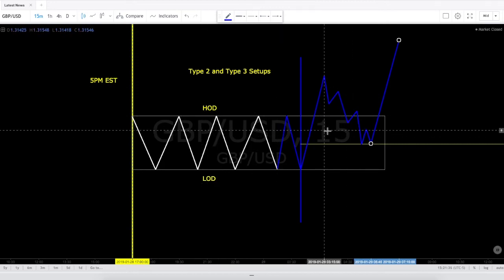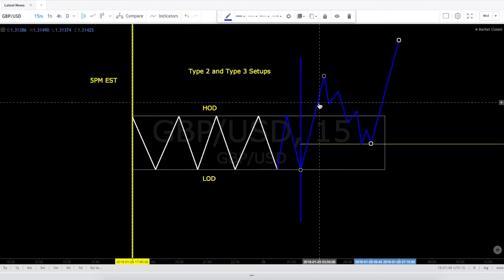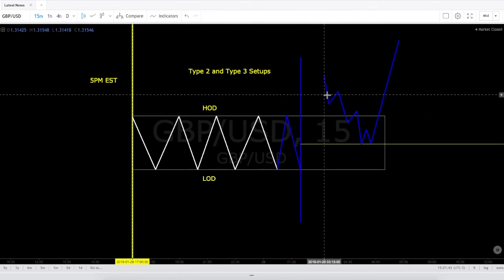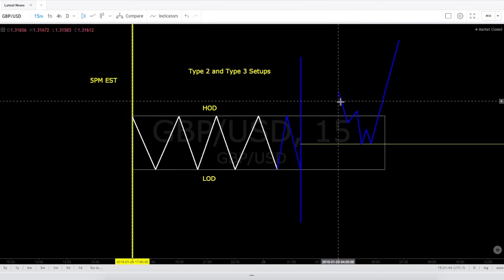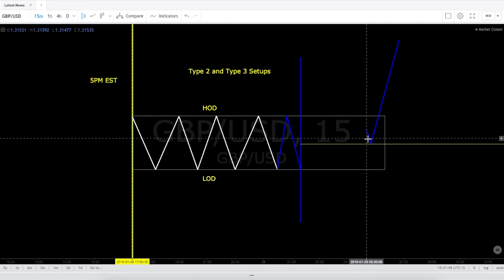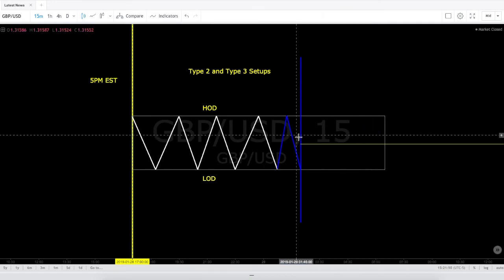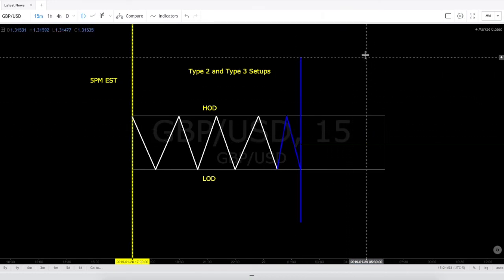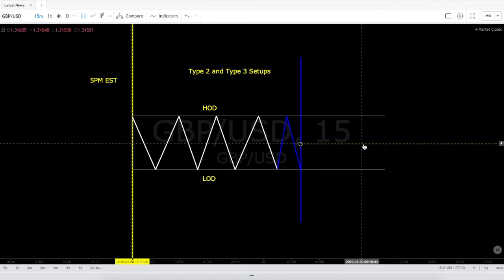Type 2, we're not looking for this to move at all outside of the range. Okay, type 2 is the only one that actually stays within that specific range. Type 3 setups can move outside of the range and come back and create the M or W. Okay, the important caveat to that is just to make sure that it's happening in the middle of the range.